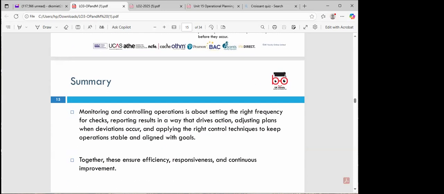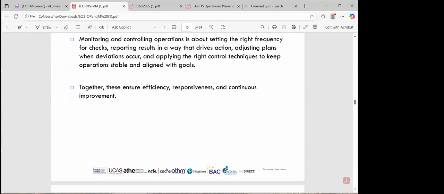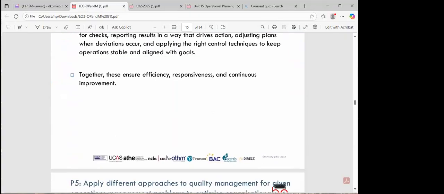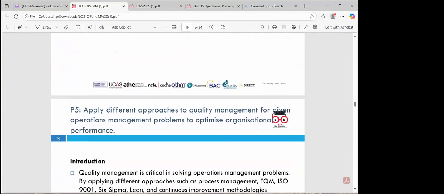So monitoring and control in operations is about setting the right frequency for checks, reporting results in a way that drives action, adjusting plans when deviations occur, and applying the right techniques to keep operations stable and aligned with goals.